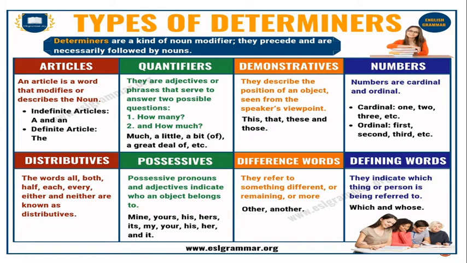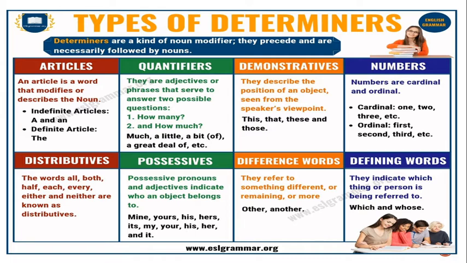Distributives. The words all, both, half, each, every, either, and neither are known as distributives. Possessives. Possessive pronouns and adjectives indicate who an object belongs to: mine, yours, his, hers, its, my, your, his, her, and its. So this is the type of possessive determiners.